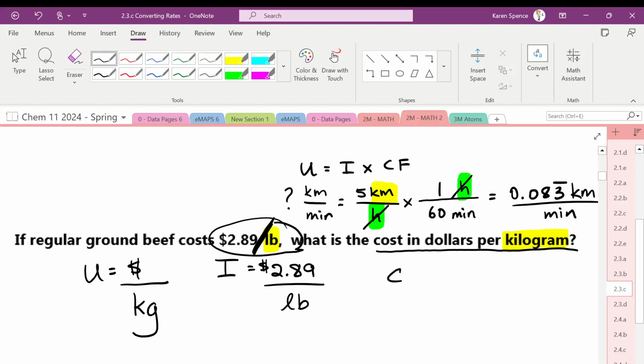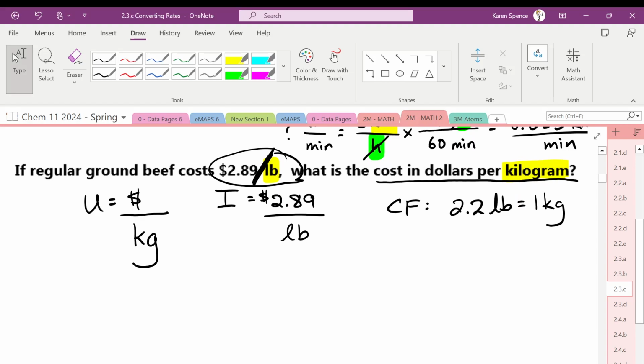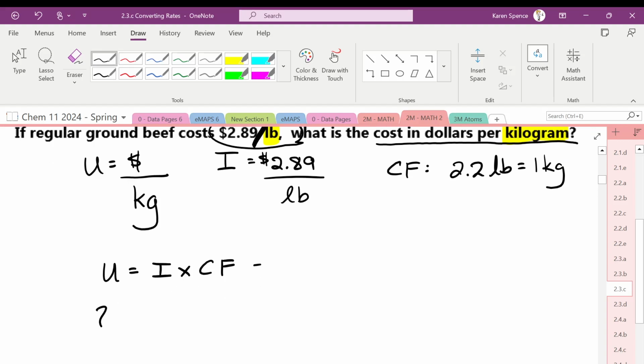No slashes, just 1 over the other. And our conversion factor, I'm going to give it to you. There are 2.2 pounds is equal to 1 kilogram. Okay? So our unknown is equal to the initial times the conversion factor. So we want to find the dollars per kilogram.